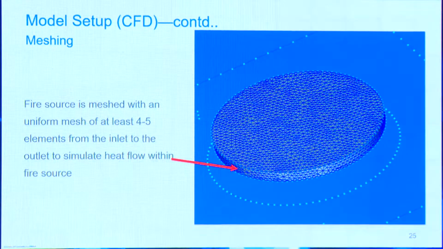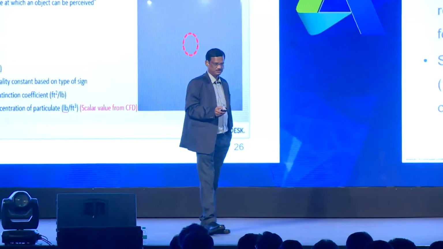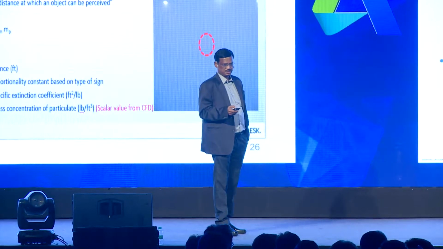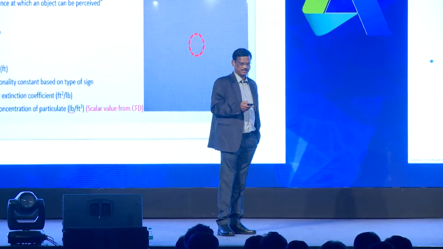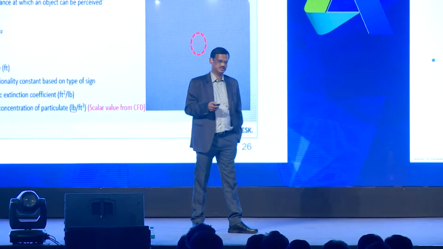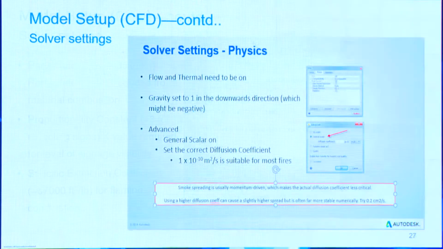And meshing is, of course, very important to get accurate results. The fire part is meshed with 4 to 5 uniform elements to evaluate the proper heat transfer. Then the smoke visibility depends on the combustion particulate yield, the Sigma constant, and the specific extinction coefficient. These are inputs that we have to give based on the type of fire, so we give them to Autodesk CFD as an input.